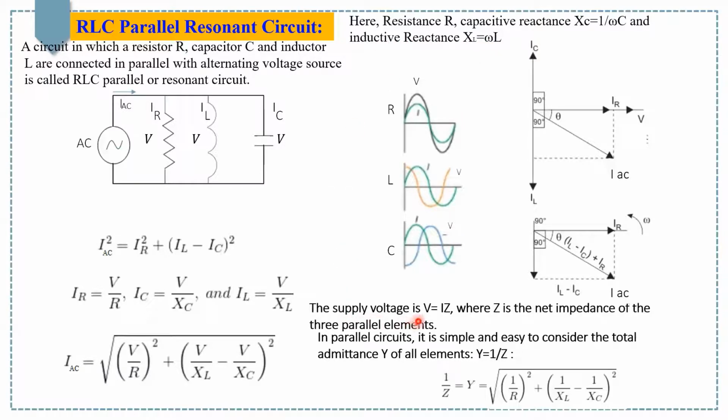The supply voltage V is equal to I Z, where Z is the net impedance of three parallel elements. So in case of parallel circuit, it is simple and easy to consider the total admittance of all elements. And total admittance of all elements is represented by Y, and that is equal to 1 over Z. And you see Y is equal to the square root of (1 over R) squared plus (1 over X_L minus 1 over X_C) squared.